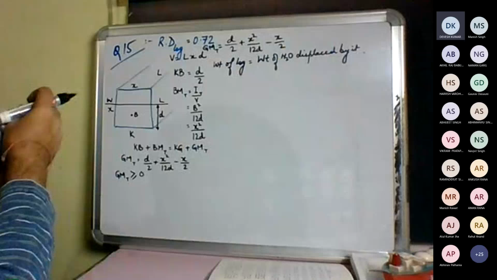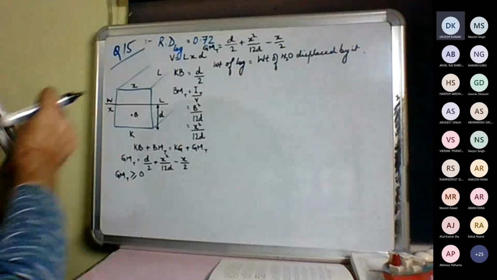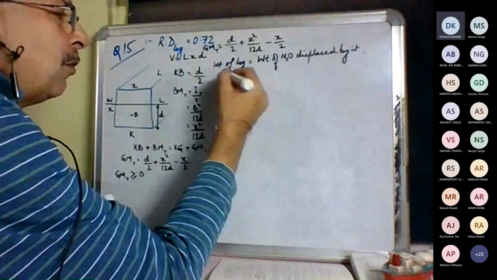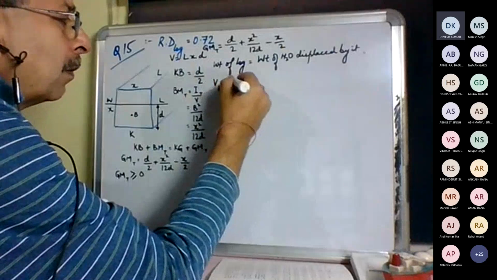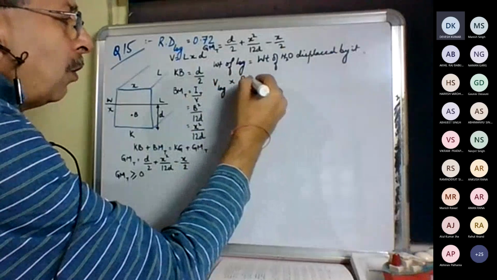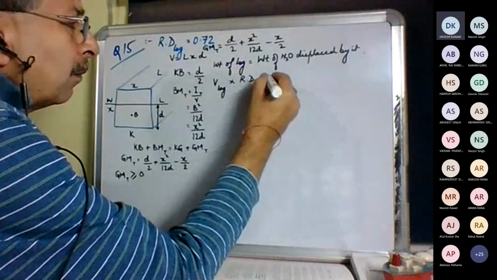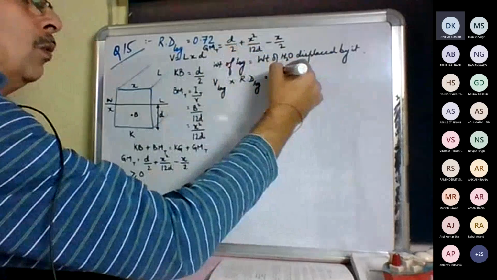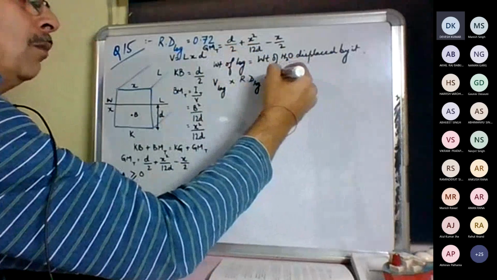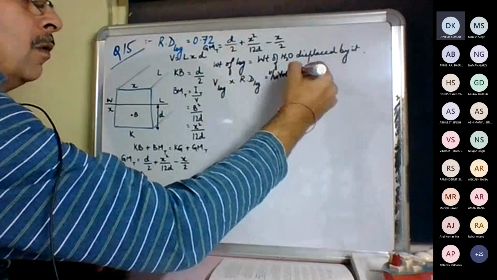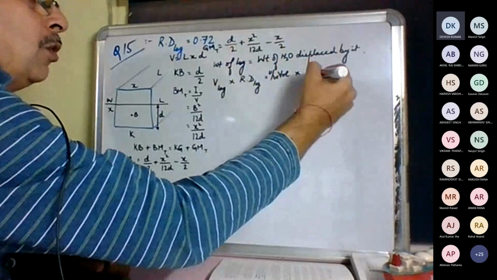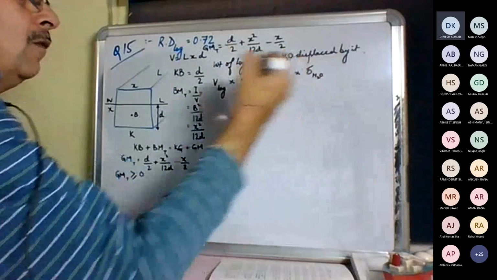Weight of the log is equal to the weight of the water displaced by it. Basic principles of flotation. So volume of the log into RD of the log is equal to underwater volume into density of the water in which it is floating.